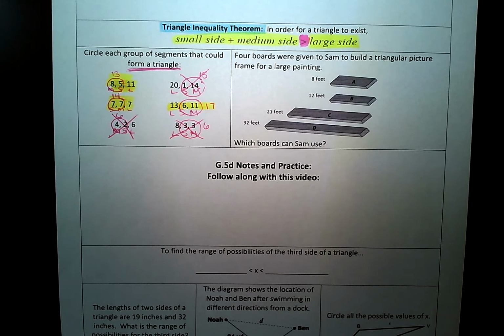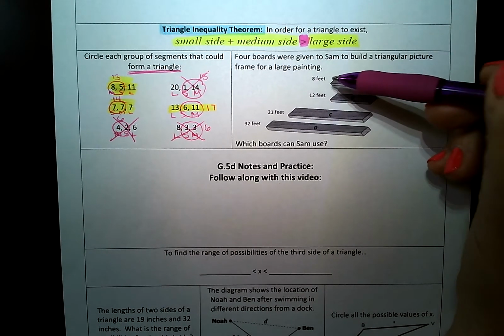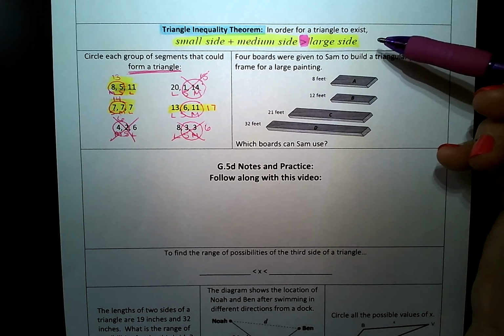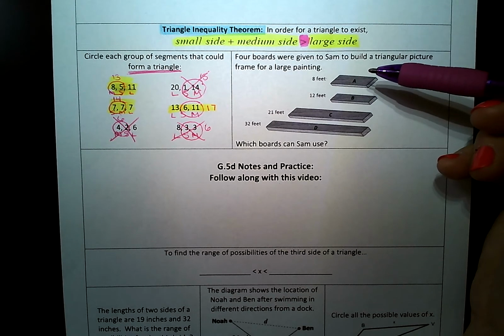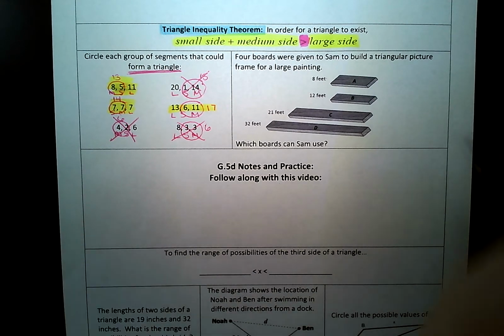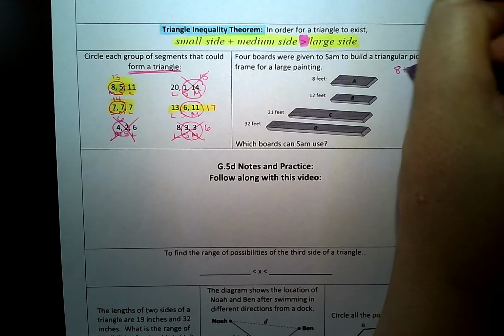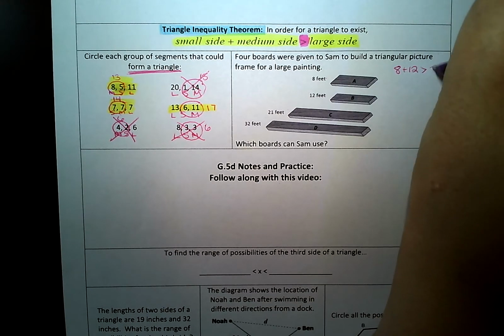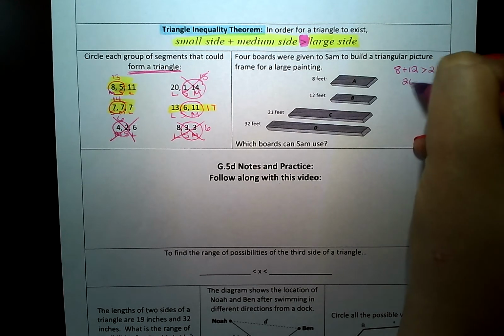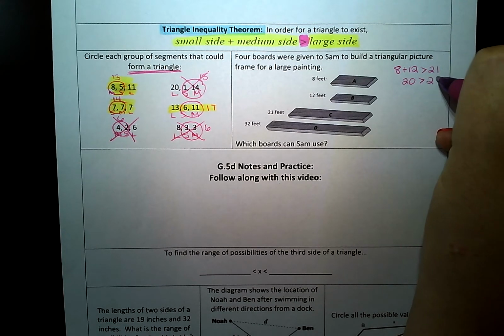So let's run a couple tests here. Let's try to use 8, 12, and 21 and see if they could form a triangle using the triangle inequality theorem. 8 would be small, 12 would be medium, 21 would be large. Is 8 plus 12 greater than 21? Well, 8 plus 12 is 20, and 20 is not greater than 21, so that combo's out.